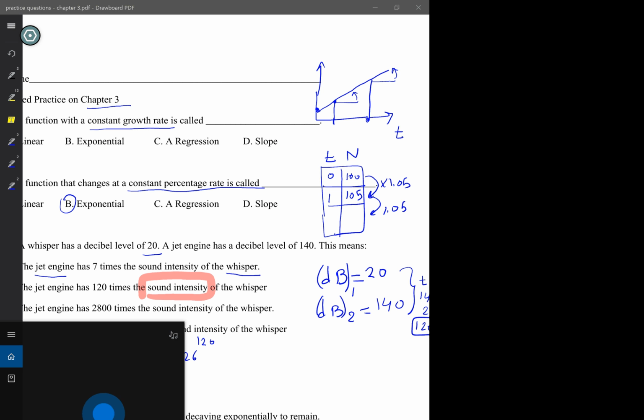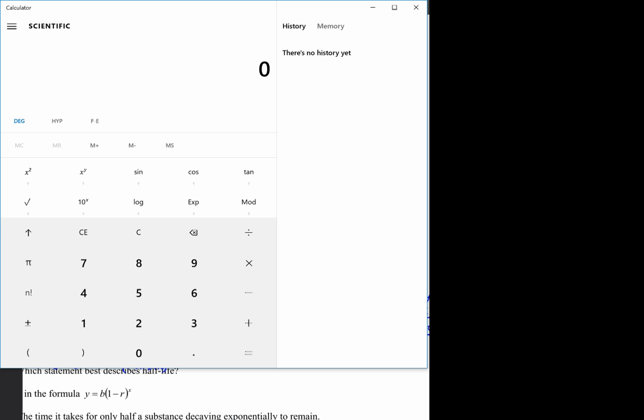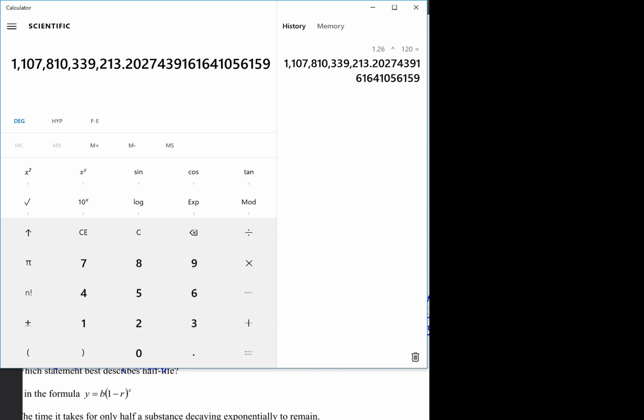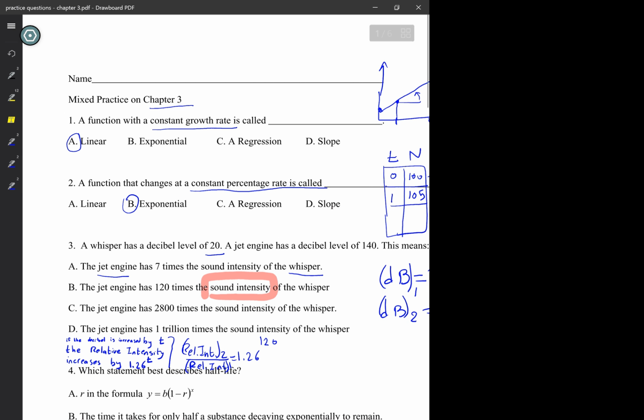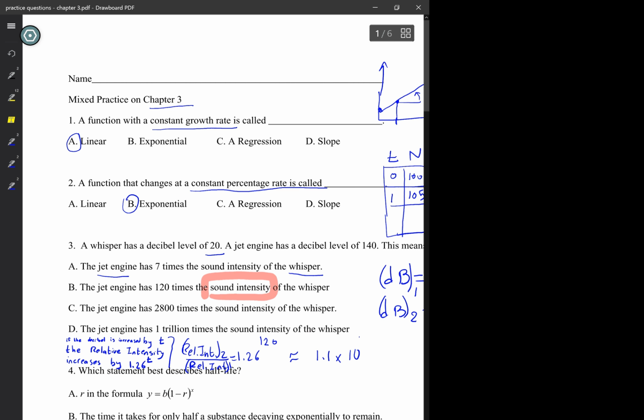Okay, so let me get my calculator. 1.26 raised to the power 120. Whoa, that's some big number. So you see, that's thousands, that's millions, that's billions, that's a trillion. So do I have a trillion? Okay, I have a trillion. So that's approximately 1.1 times 10 to the 3, to the 6, to the 9, to the 12. So that's my answer: the jet engine has 1 trillion times the sound intensity of the whisper.